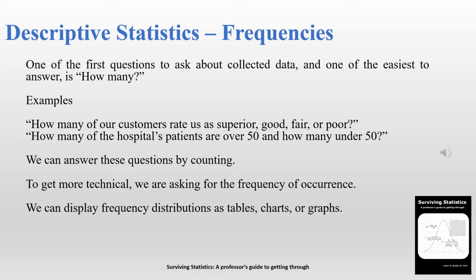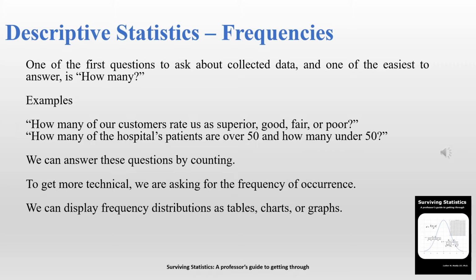In the first lesson, we talked about descriptive and inferential statistics, and the first several chapters of this book will deal with descriptive statistics. One of the first questions you ask about data that you have or have collected is how many? That's one of the easiest questions to answer as well. So for instance, we might be asking how many customers rate us as superior or good or fair or poor? How many of the hospital's patients are over 50 and how many are under 50? Well, we answer these questions by counting.